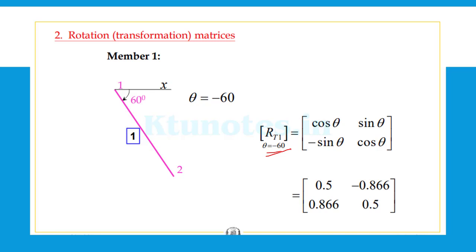Sorry, anti-clockwise rotation, because we have derived the equation like this. The measurement is in theta, so a clockwise movement will have a negative value. Theta is equal to minus 60 to give 0.5, minus 0.866, 0.866 and 0.5.